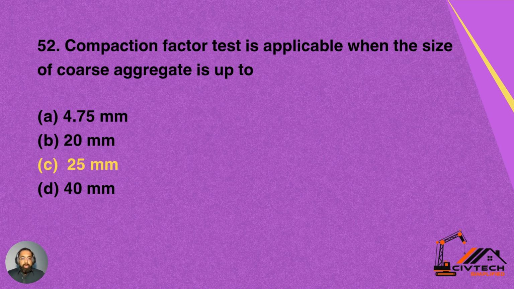Question number 52. Compaction factor test is applicable when the size of coarse aggregate is up to: option A 4.75 mm, B 20 mm, C 25 mm, D 40 mm. So it is applicable when the coarse aggregate is up to 25 mm or 1 inch.